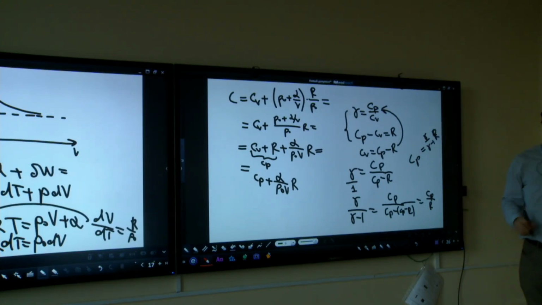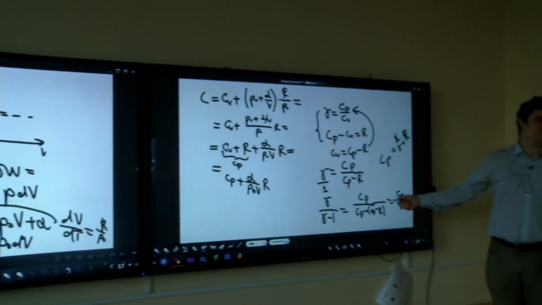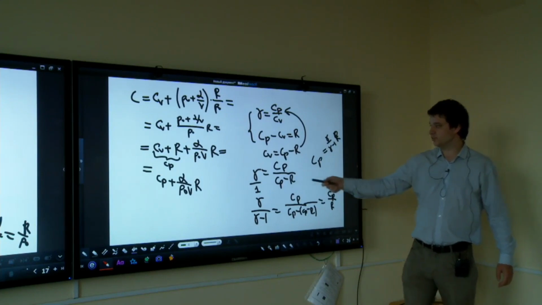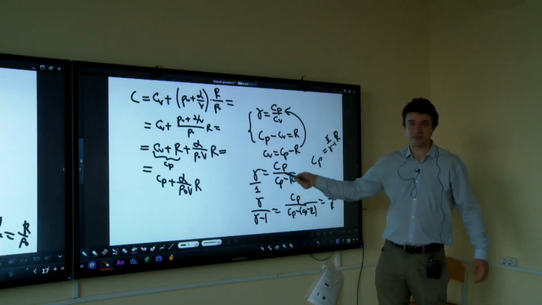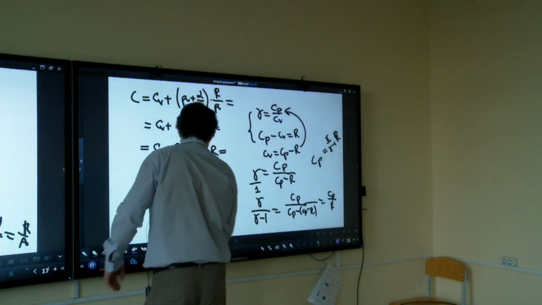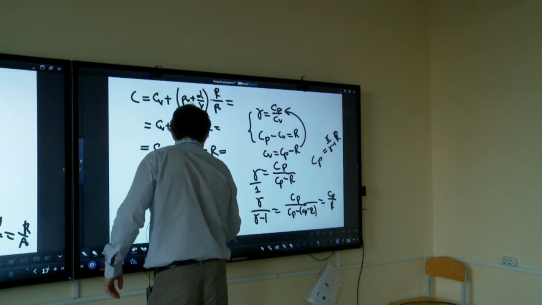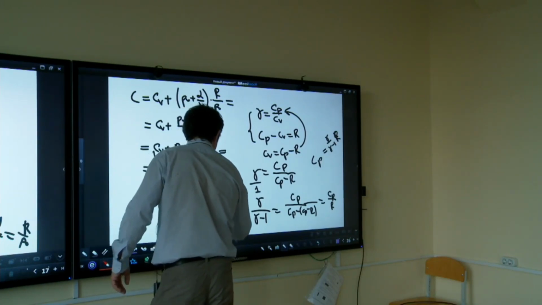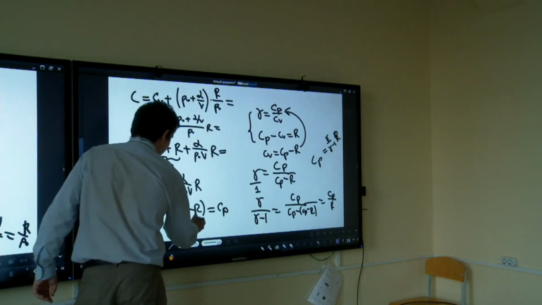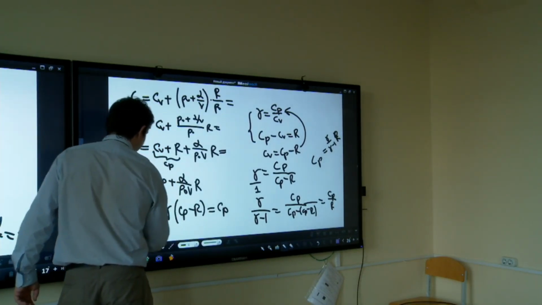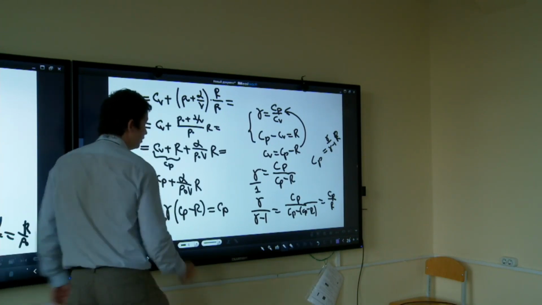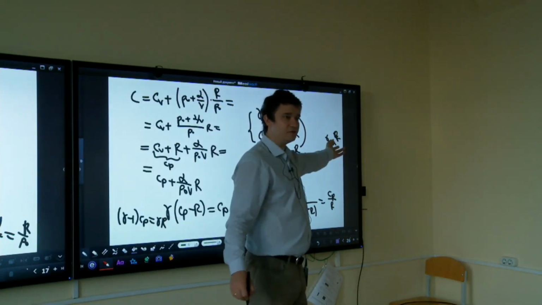But if this method of solving this equation sounds quite unfamiliar to you, you can do this simply by multiplying both sides of the equation by CP minus R. You can get gamma over times CP minus R equals CP. Then you open these brackets, expand here, and that gives you gamma minus 1 CP equals gamma R, from which you obtain the same result.